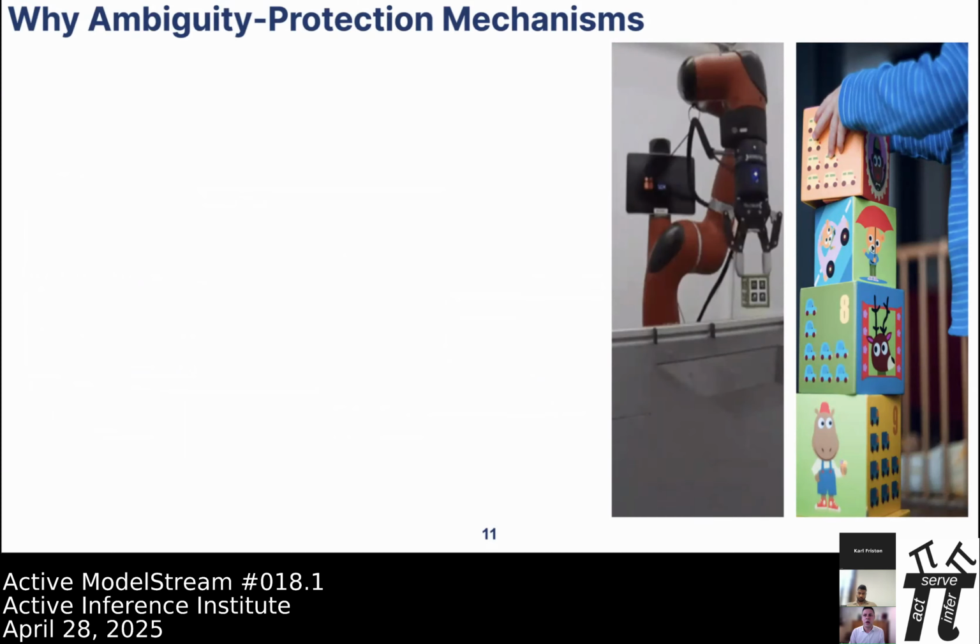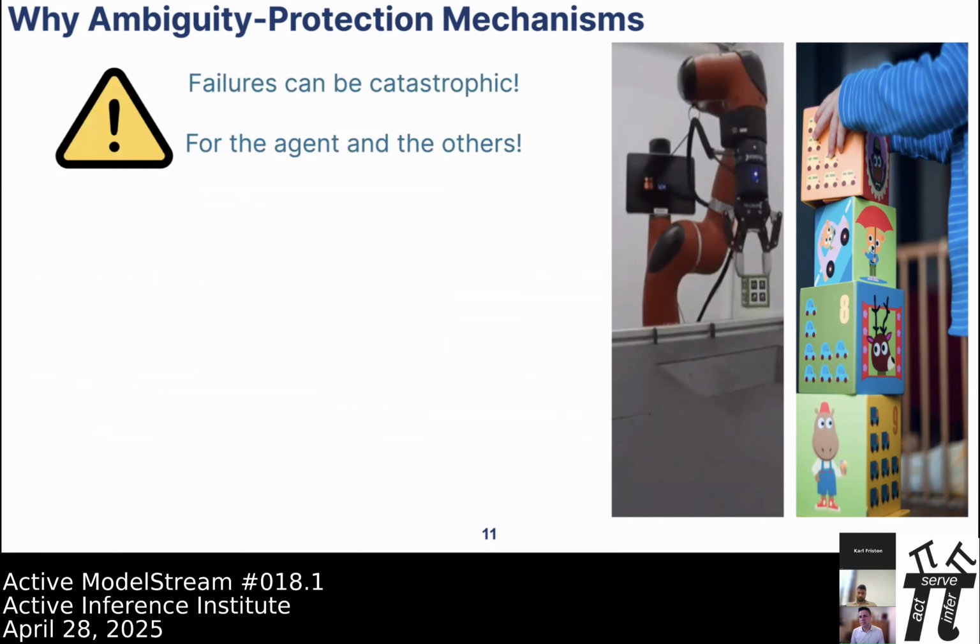So first of all, this mismatch between the real robot and the robot model available during training is called ambiguity. So we have an ambiguous model, and this ambiguity can have catastrophic effects. It can lead to failures that can be catastrophic for the agent and for the surroundings.